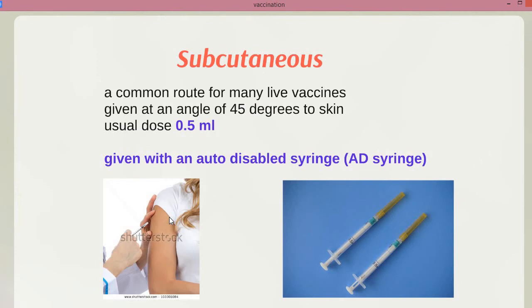Subcutaneous is another common route for many live vaccines, and it is given at an angle of 45 degrees to the skin. The usual dose is 0.5. The intradermal dose is 0.05, but the subcutaneous dose is 0.5. It's given with an auto-disabled syringe, and it's usually given at a 45 degree angle to the skin.